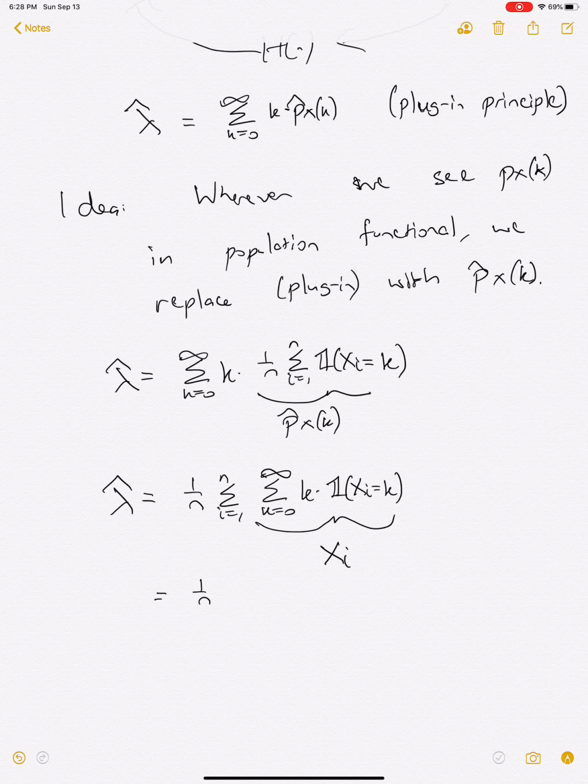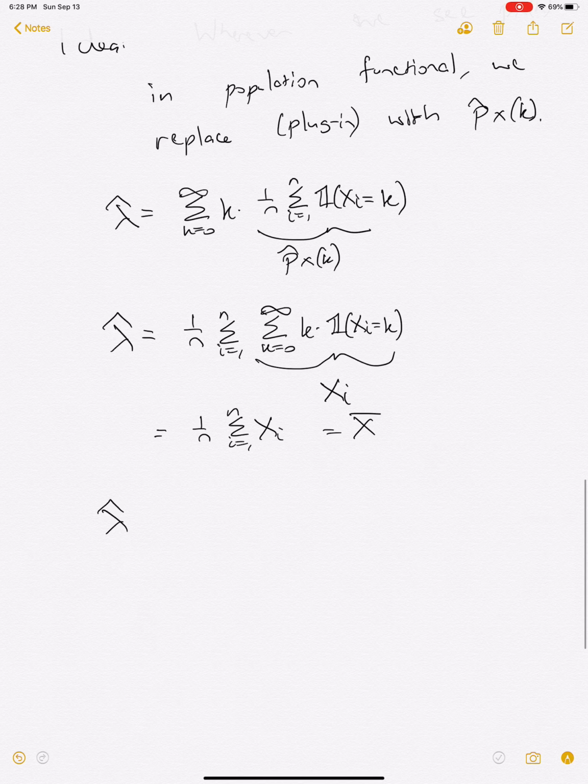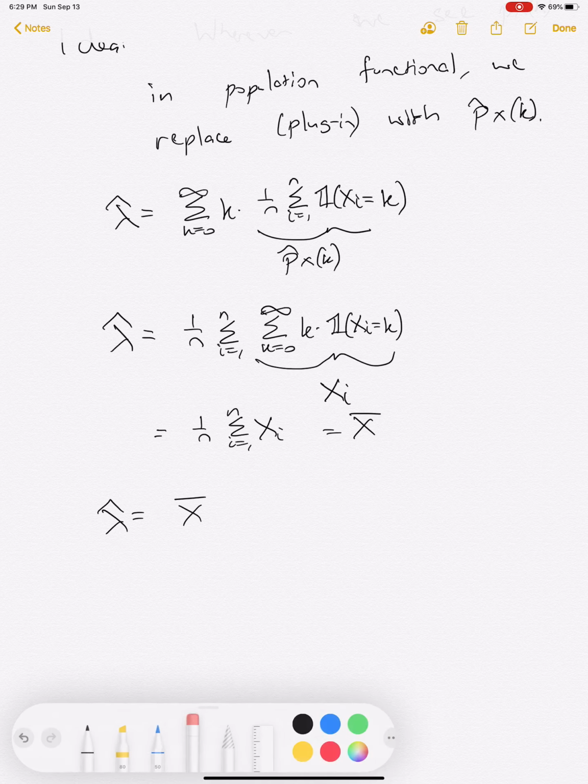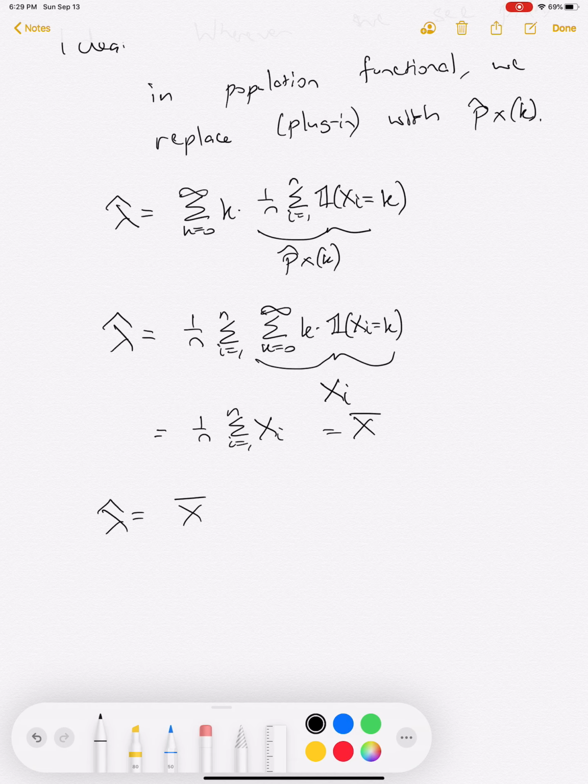And so what you end up with is that this is the sum of xi, which is just exactly x bar. So you have something that you could probably have guessed: using the sample mean to estimate the population mean is generally not a bad idea. And we've shown that the plug-in principle gives you exactly that.